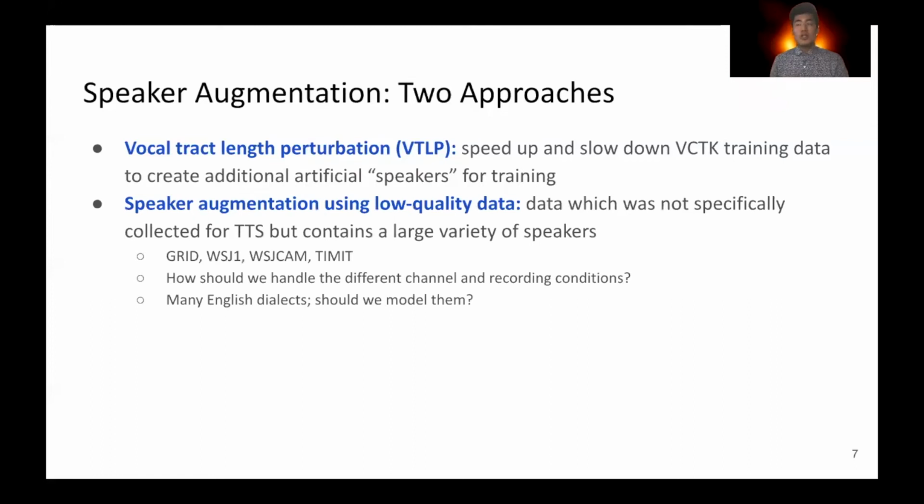The second approach is to simply use more data. And in this work, we experimentally explore using ASR data to train a TTS model. But this is tricky as these corpora were not designed for TTS, and they have different channel and recording conditions. In addition, there are many different dialects in these data. So we have to make some modification to the Tacotron 2 model when we train with these data.